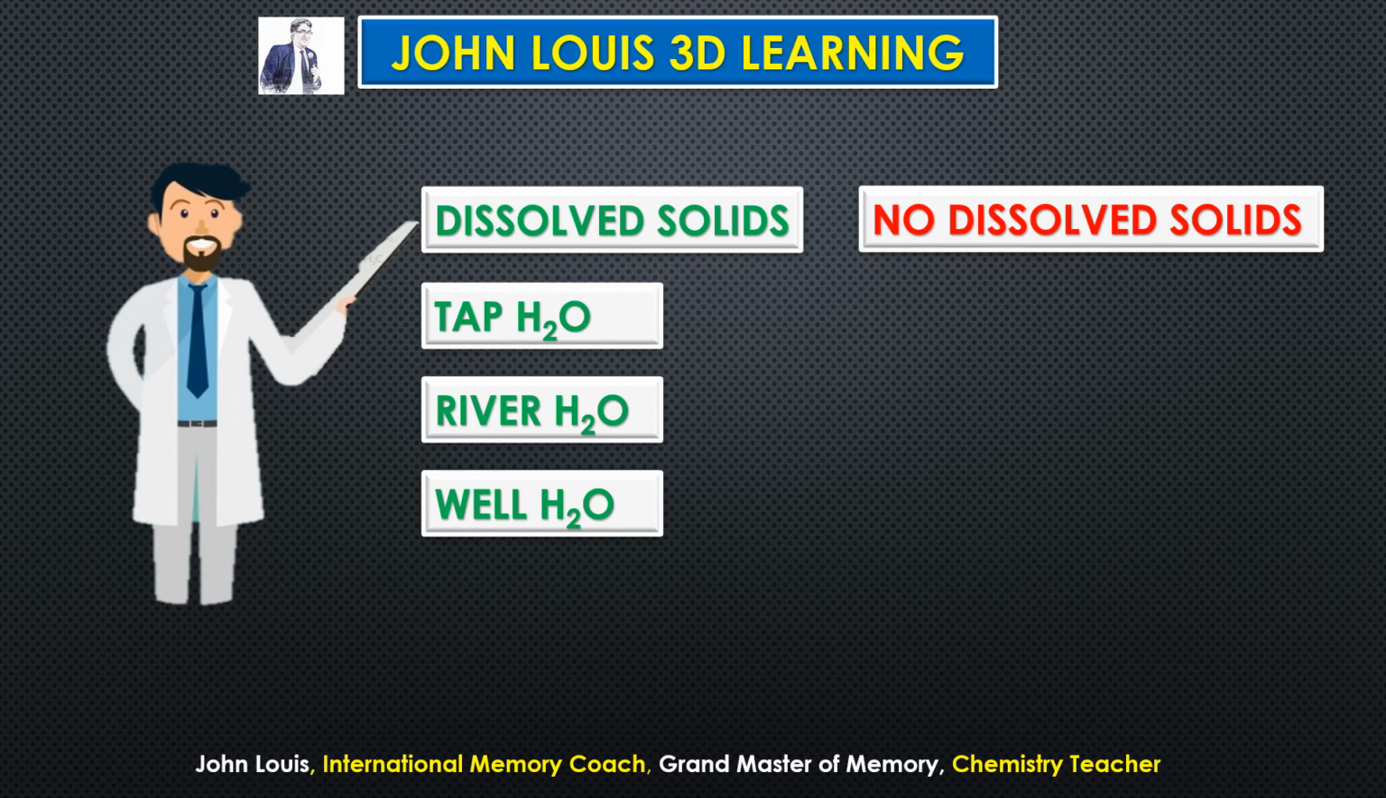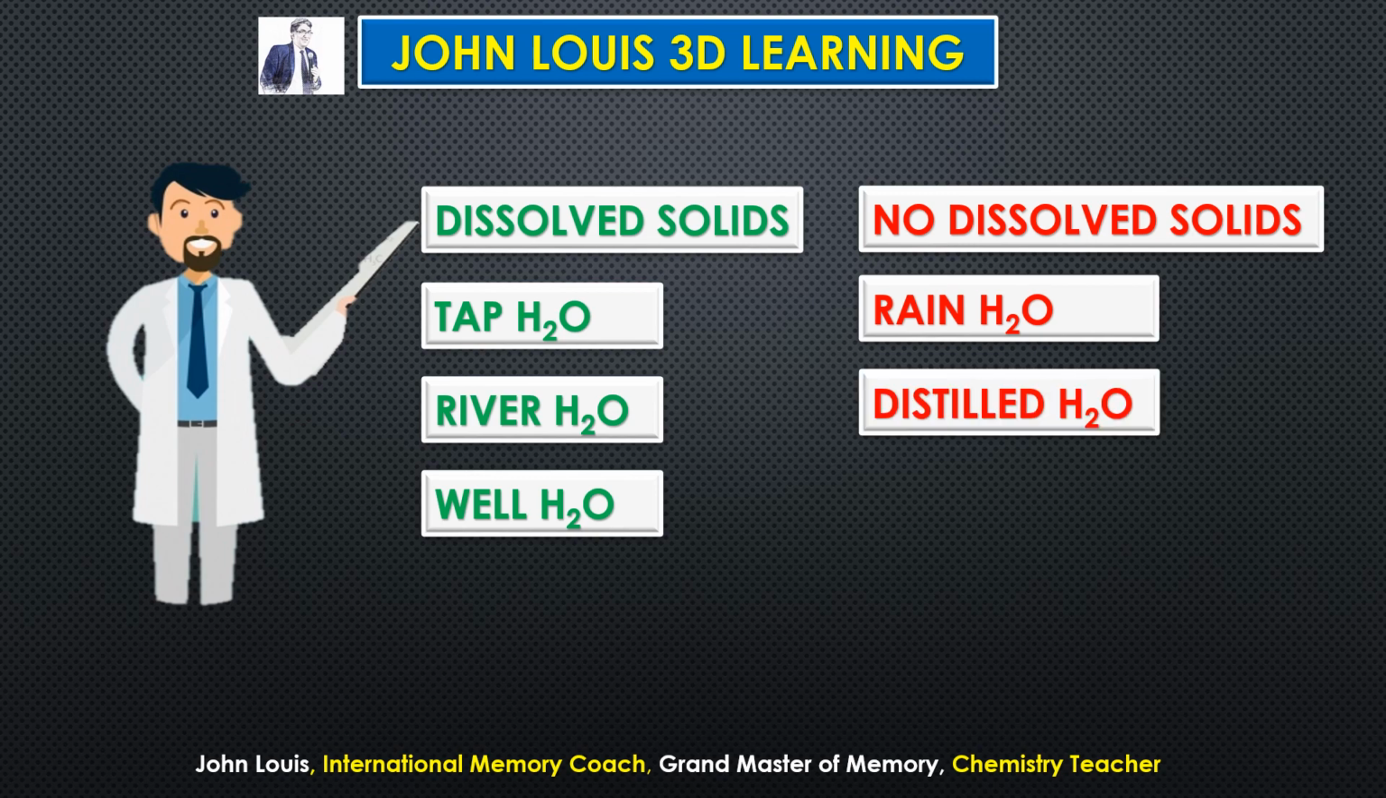Then in what type of water sources will you not find dissolved solids? Rainwater and distilled water. These are the two that will not have any salts or minerals dissolved in them. This may be asked in some 1 mark question also: what are the water sources in which you can find dissolved solids, and in which you cannot find dissolved solids? Common sense will help us to remember this answer. Hope you understood how it is proved that tap water contains dissolved solids.